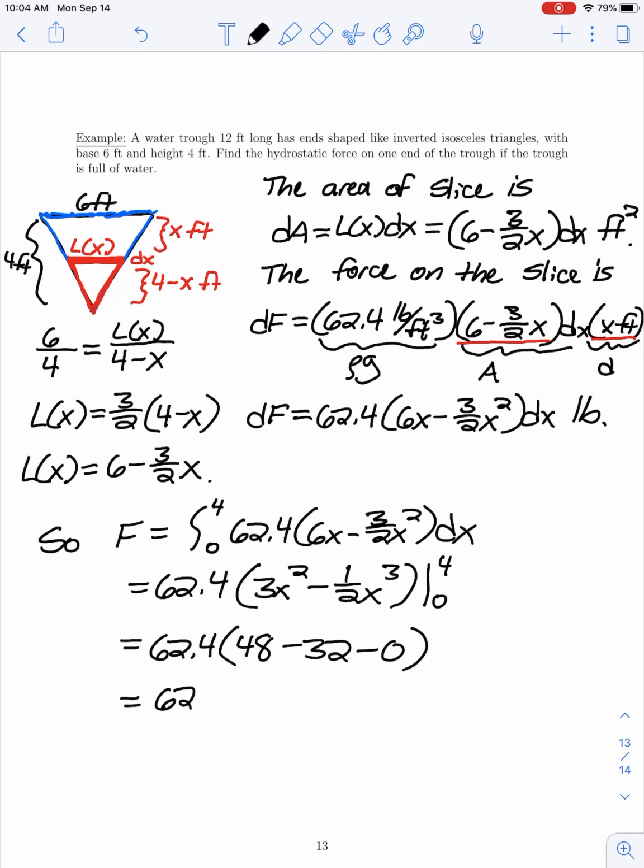So we're left with 62.4 times 48 minus 32, which is 16. And this is 998.4 pounds for the force against this one end of our tank.